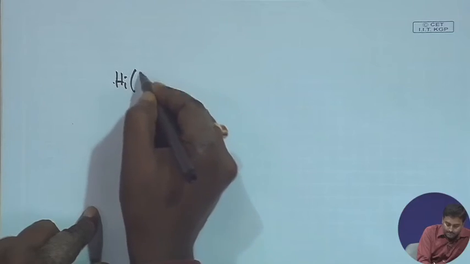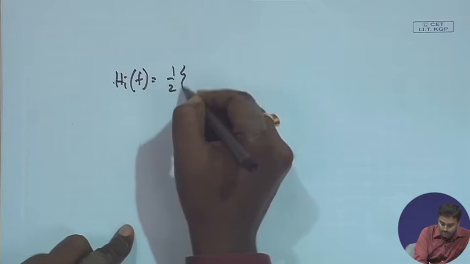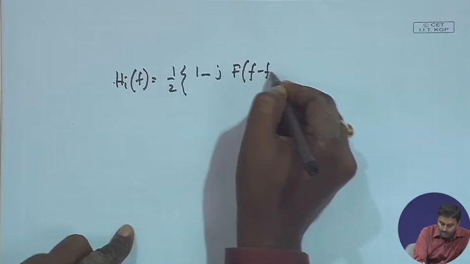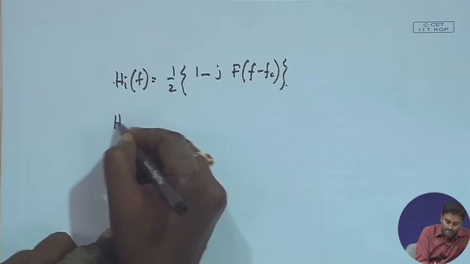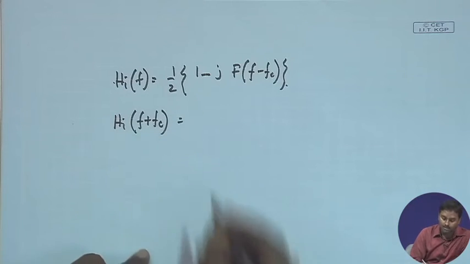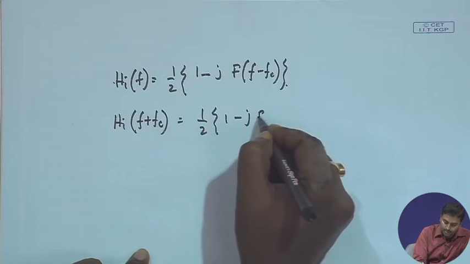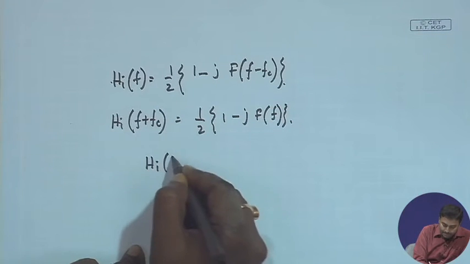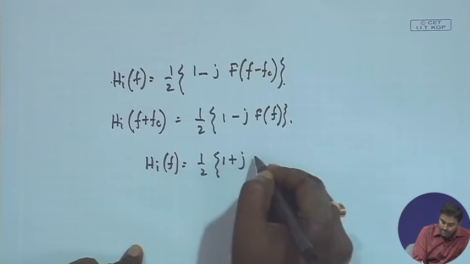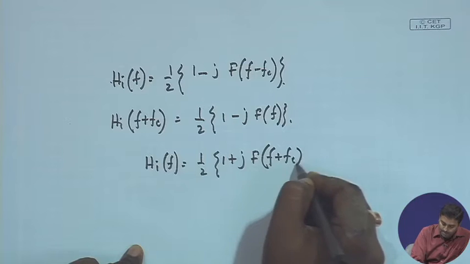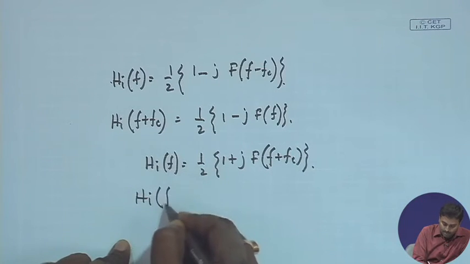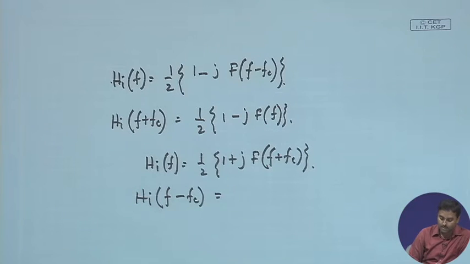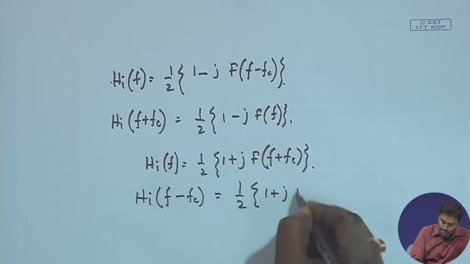If I put that, do I get a contradictory result or do I get something which is what we have proven already? So, if I say H(f) is half (1 minus j) for f in F, from here I can calculate H(f + fc), which is nothing but half (1 minus j), that should be FF. And from the other relationship I can get H(f) should be half (1 plus j) for F plus fc. From here I can get H(f minus fc), okay. So, immediately that will be half (1 plus j) FF.